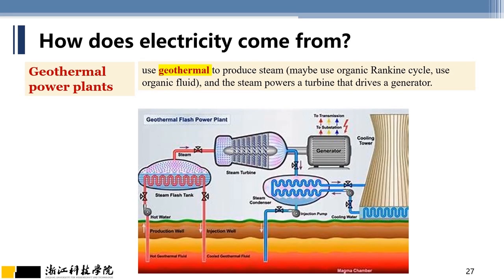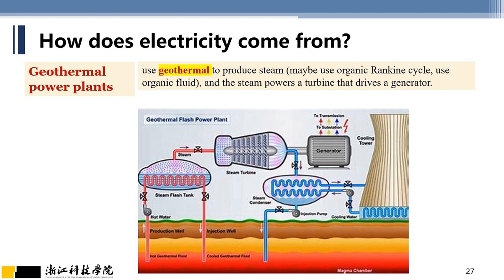And then we also have geothermal power plants. We use the underground heat, the geothermal heat, to produce steam. Maybe the temperature is not high enough to use water as the working fluid, so we also use some organic fluid. We call it the organic Rankine cycle.